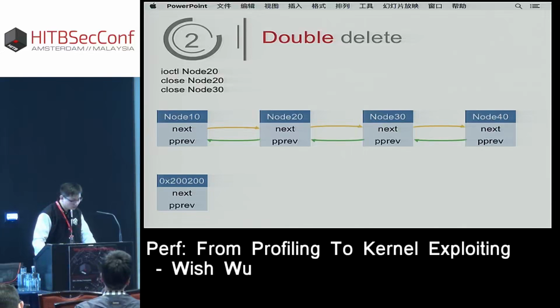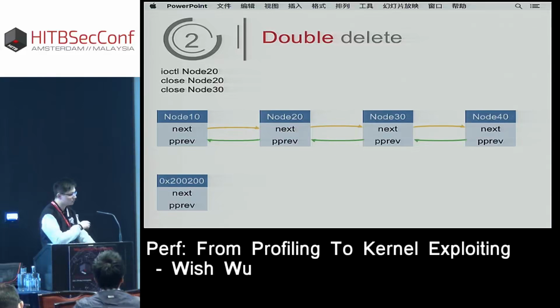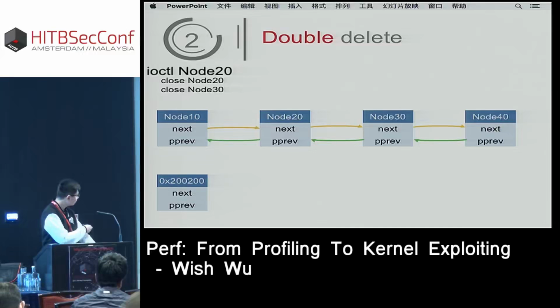Here I will demo the double delete operation. It may be a little bit confusing. First, I do IO control. Just IO control will delete the node 20 once. The program will go along node 20's pprev pointer to find node 20's previous node. Now the previous node is node 10. Then modify node 10's next pointer to point to 30.